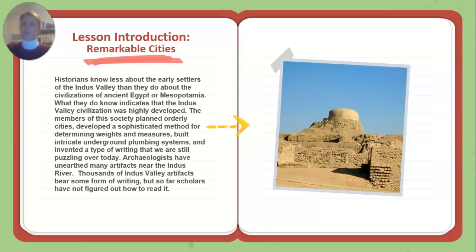Lesson introduction, Remarkable Cities. Historians know less about the early settlers of the Indus Valley than they do about the civilizations of ancient Egypt or Mesopotamia. What they do know indicates that the Indus Valley civilization was highly developed. The members of this society planned orderly cities, developed a sophisticated method for determining weights and measures, built intricate underground plumbing systems, and invented a type of writing that we are still puzzling over today. Archaeologists have unearthed many artifacts near the Indus River. Thousands of Indus Valley artifacts bear some form of writing, but so far, scholars have not figured out how to read it.